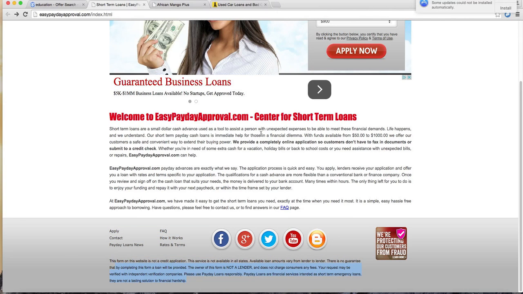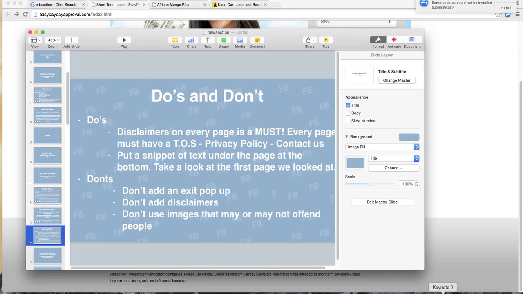And there's no reason you should be banned unless you're making unrealistic claims, such as, yeah, we're lending $1 million to every person that applies. Okay, it's unrealistic. It's not how it happens. All right, so keep that in mind for your bridge page.